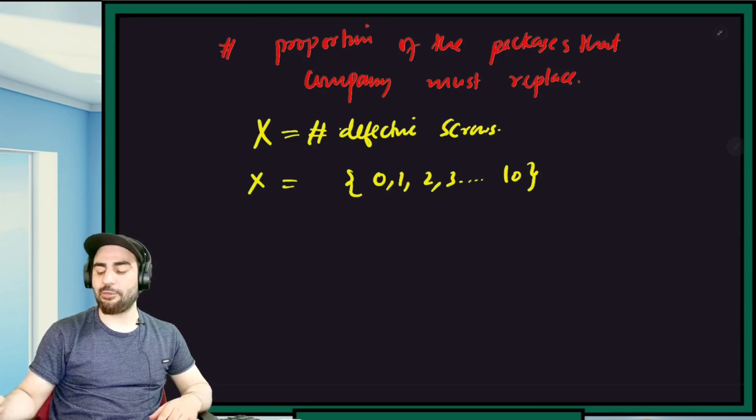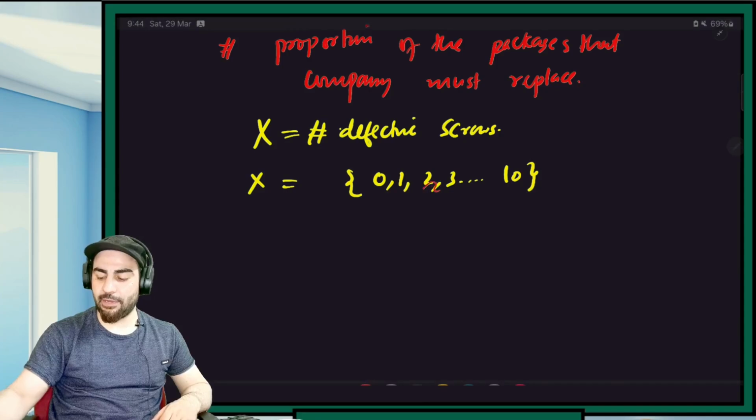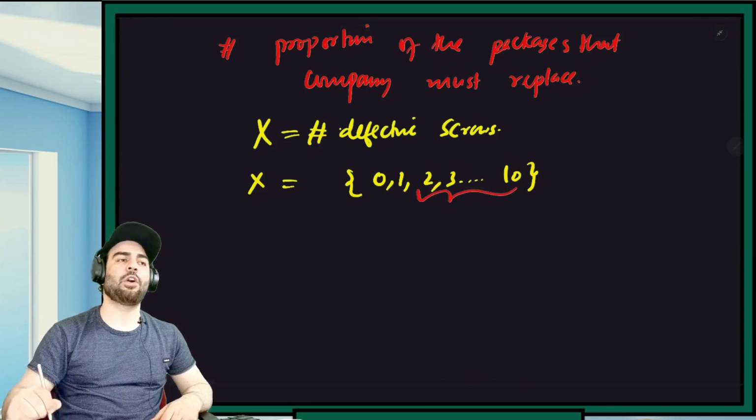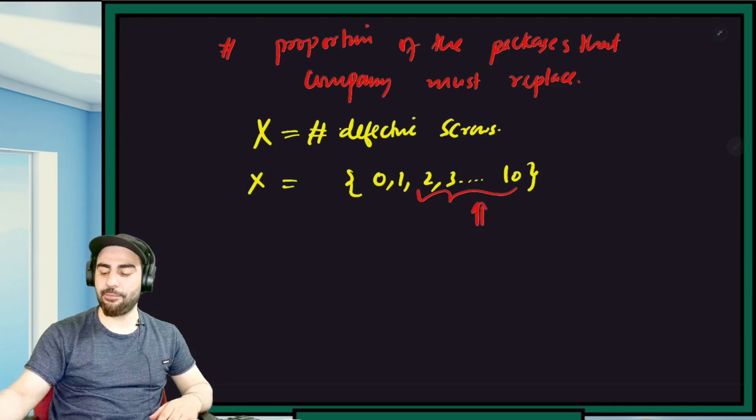Now I am interested in which packages will be returned. The packages that will be returned will have 2 or more defective screws: 2, 3, 4 till 10. So these packages will be replaced, or the money back guarantee will be given for these. So these will be replaced.